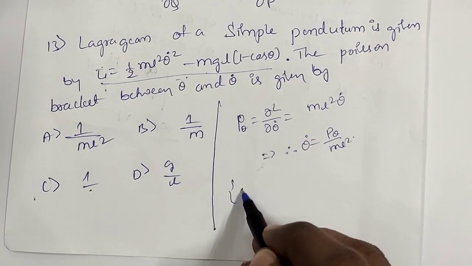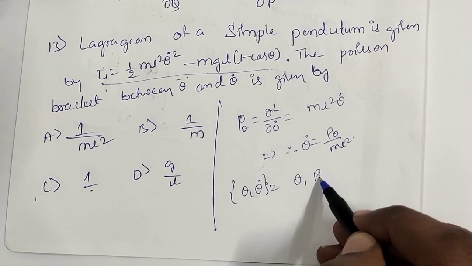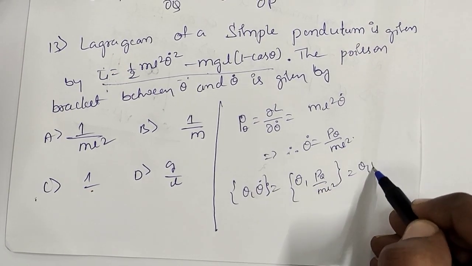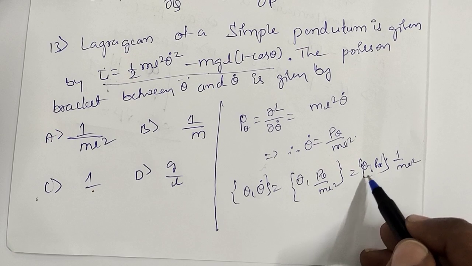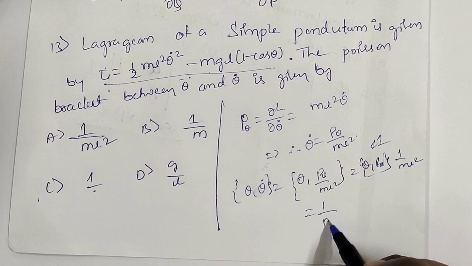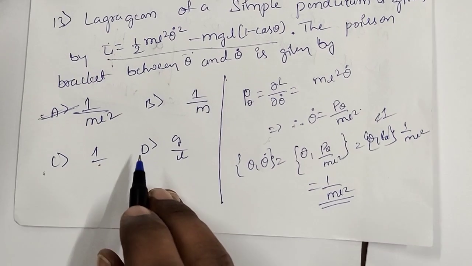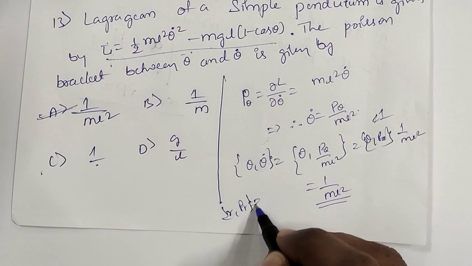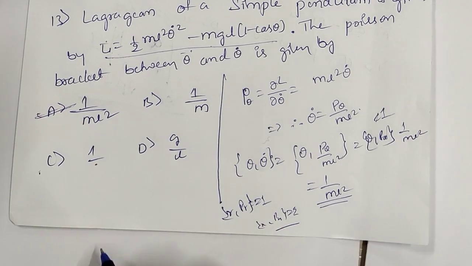So the Poisson bracket of theta comma theta dot gives, so let us write theta comma p theta divided by m l square, that is theta comma p theta into 1 by m l square. We know that theta comma p theta is equal to 1, so therefore the answer is 1 by m l square. So option A is correct. Similarly r comma p r is equal to 1, x comma p x is equal to 1. So option A is correct.